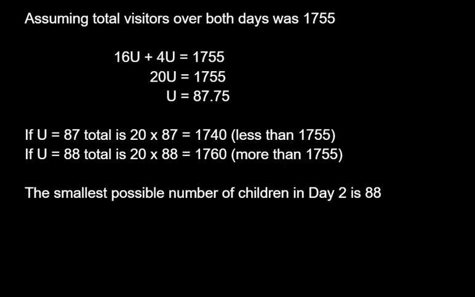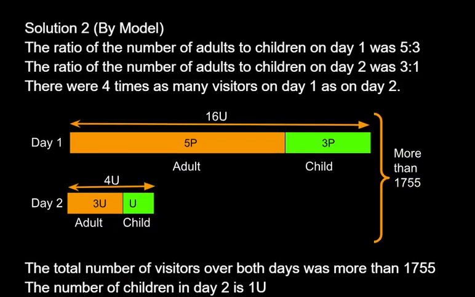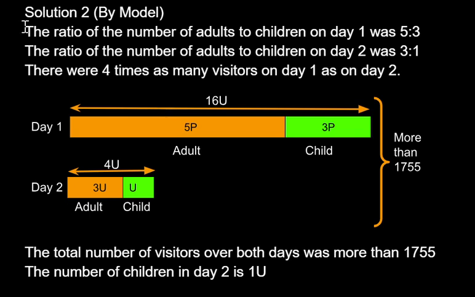Now we're going to the second method by model. For those who are familiar with drawing models, let's draw the model based on this question. The ratio of the number of adults to children on day 1 is 5 to 3, so I draw 5 and 3 units for adults and children. Day 2 is 3 to 1, so I draw 3 units of adults and 1 unit of children. Remember, in such questions, because we do not know exactly how many adults and children there are in each day, the ratio is different. So in this case, I use 5P and 3P. In this case, I use 3U and U.